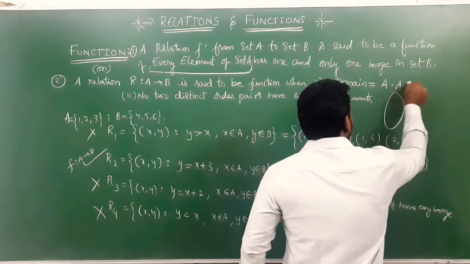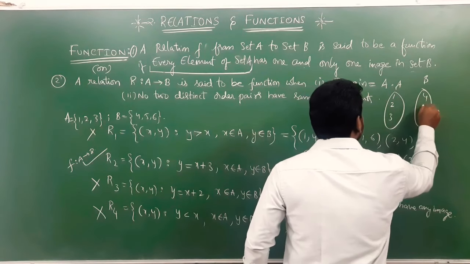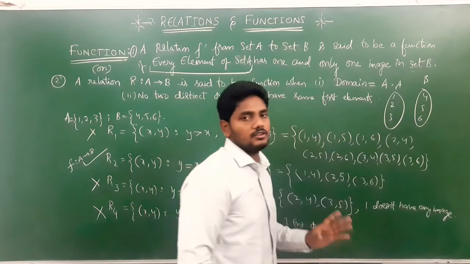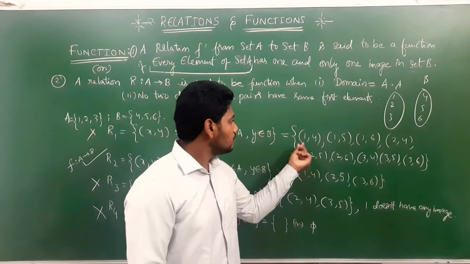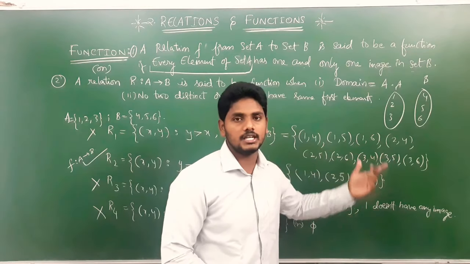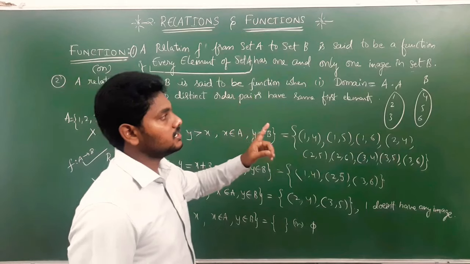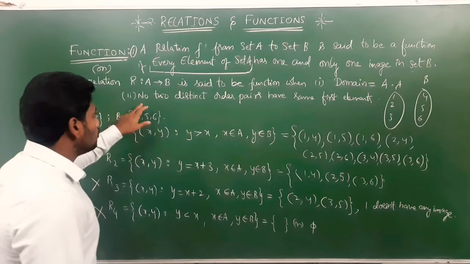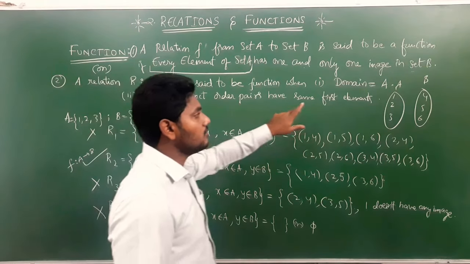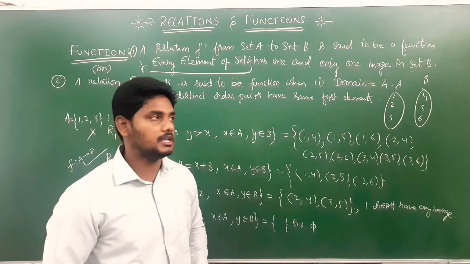So we know that if these are two sets, 1, 2, 3 and 4, 5, 6. What is domain? Domain means, in that relation, the set of all first elements we will consider as domain. So that is one condition. Next, no two distinct order pairs have the same first elements.